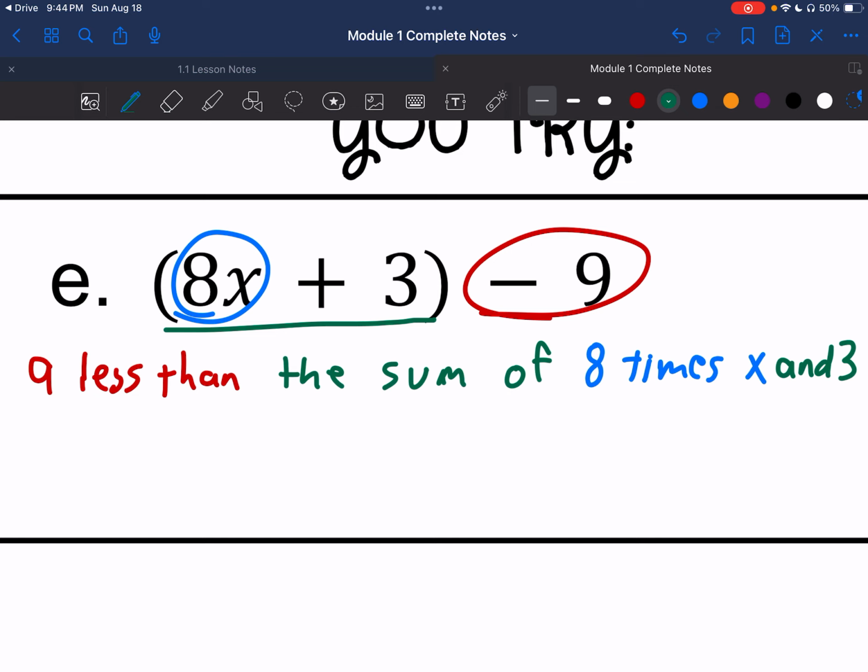So 9 less than, we're taking 9 away, minus 9. The sum of, so we have the fraction, we have the parentheses, 8 times x, so that's the first term, and 3, which is the second term in our parentheses.